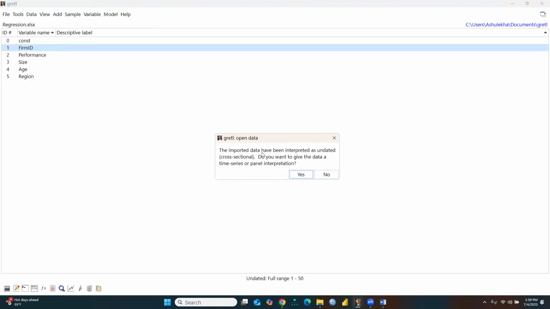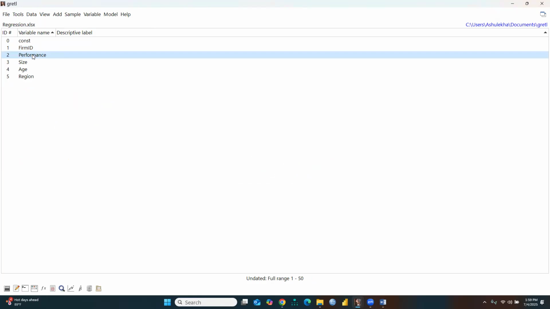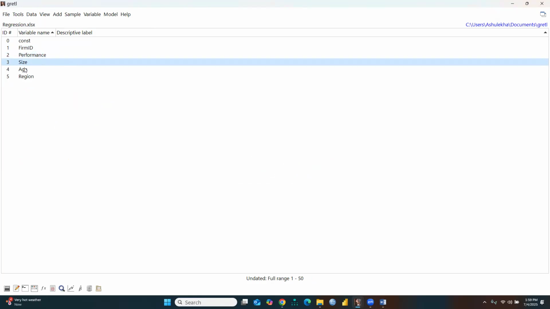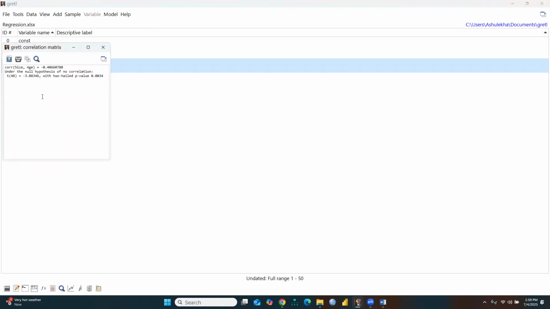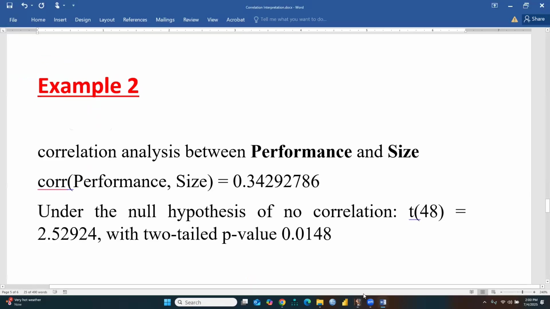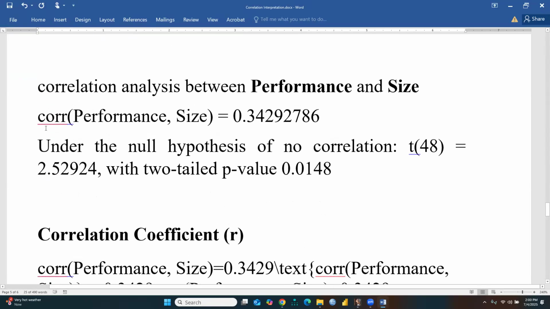It said the imported data have been interpreted as a cross tabulation. So no. Simply, I want to check the correlation between size and age. So I will go there, correlation matrix. Now these are my results. Simply I would copy and paste. It will ask again, but it has already taken this instruction. I want plain text. I will copy this and paste it here.